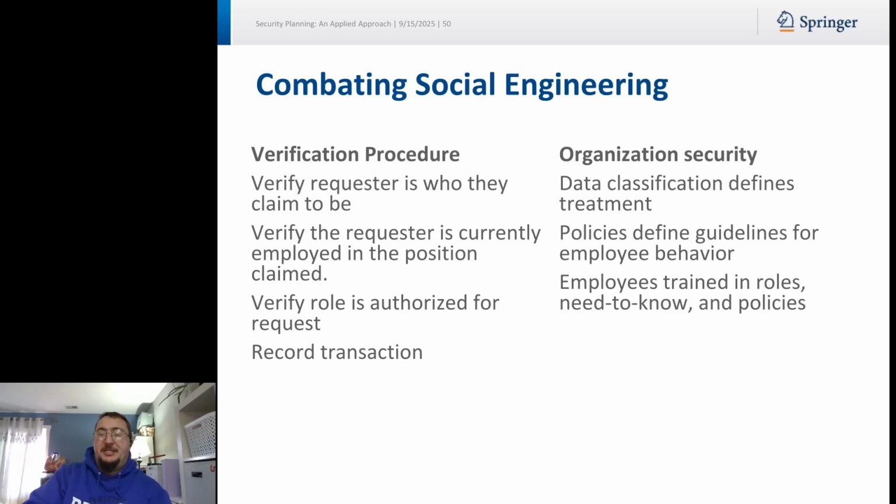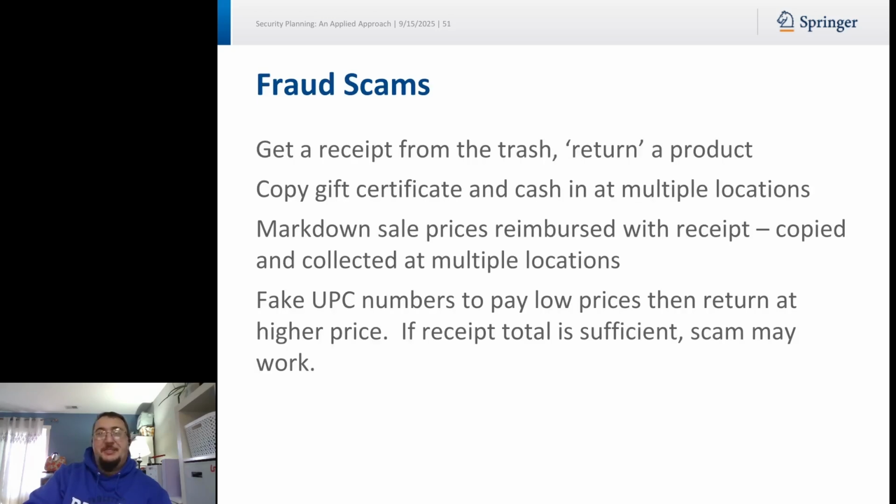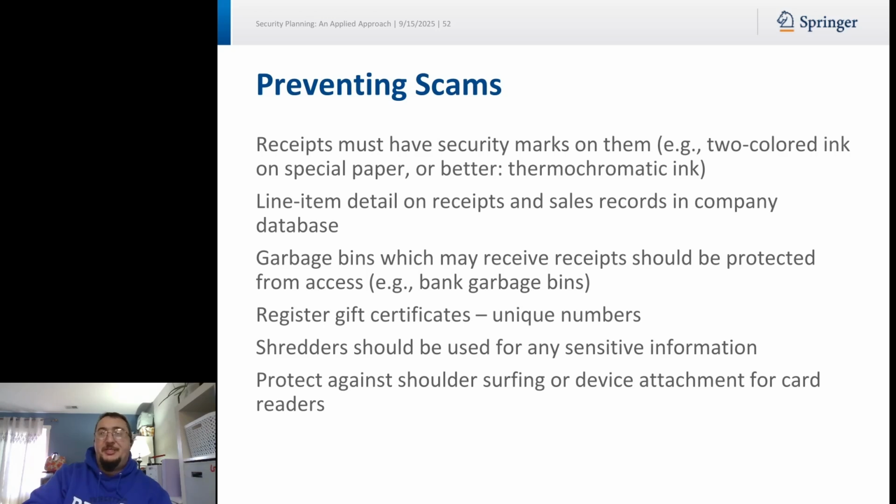Organization security: classify your data properly, define your guidelines for behavior, and train them in roles they need to know. Fraud scams, this happens sometimes. You'll find somebody with a receipt, take something back up front, and ask for cash. Get gift receipts in the same way. Sales using fake UPC numbers. Scams, make sure receipts are marked correctly, buying item details. Prevent garbage bin access.